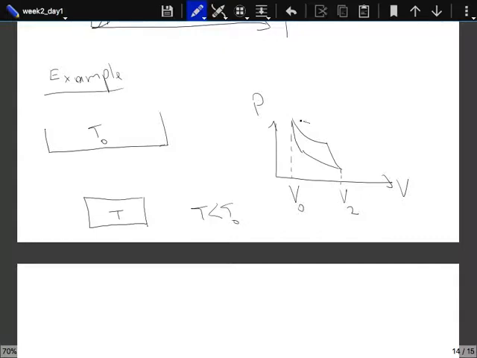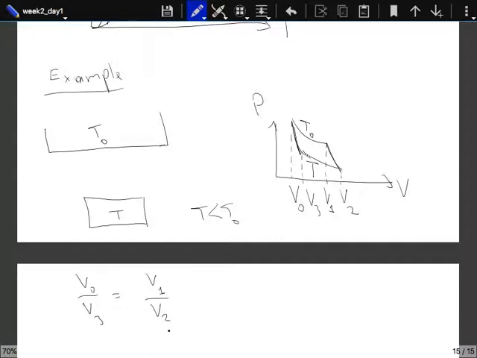Now this is the hotter reservoir, this is the temperature T0. This is the colder reservoir, this is the temperature T. So here I have V1, and this is V3. Now we had already looked at what the constraints are. Since this is an adiabatic curve, and this is also an adiabatic curve, we said that V0 over V3 is equal to V1 over V2. So we are fixing V0, we are fixing V2, but V1 and V3 are kind of free parameters.